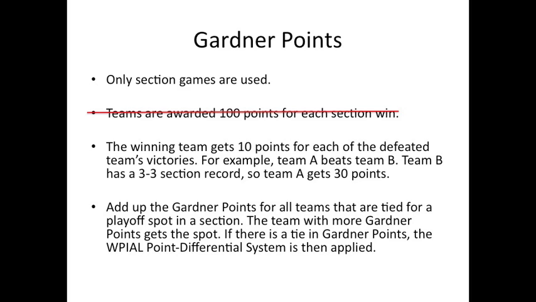If in the example here, Team A has 4 section wins, having 430 Gardner points is the same as having 30 Gardner points if they're tied with someone else with 4 section wins.